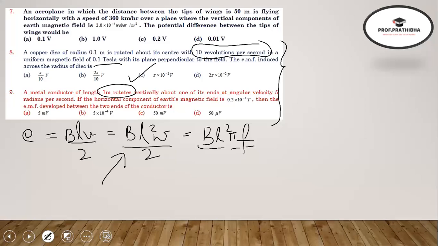B L square omega by 2. And the magnetic field is given to us. What is the EMF? B is given to us as 0.2. You can take this as 2 into 10 raised to minus 5. L square is 1 square. Omega is 5 upon 2. What is the answer to 9?